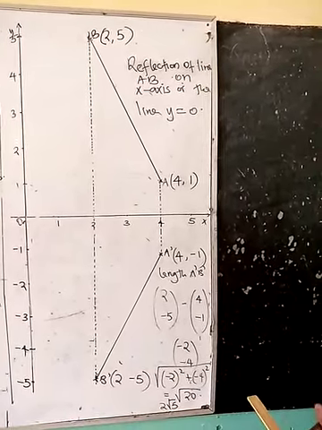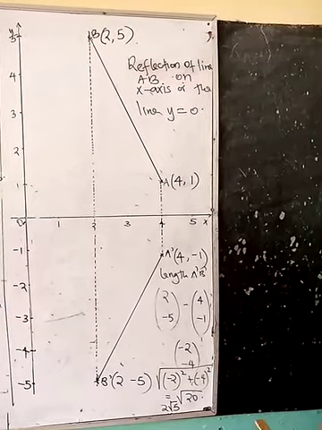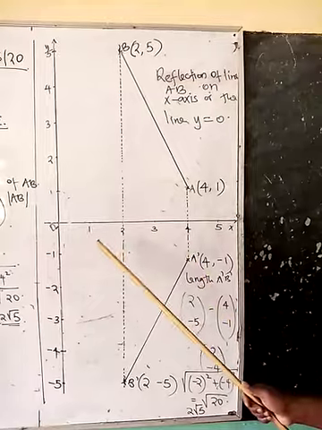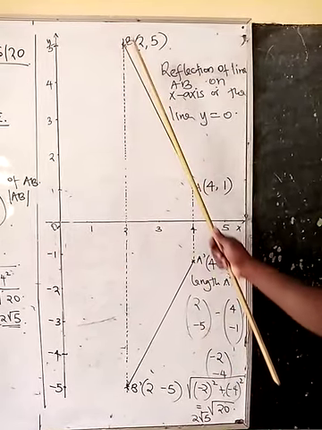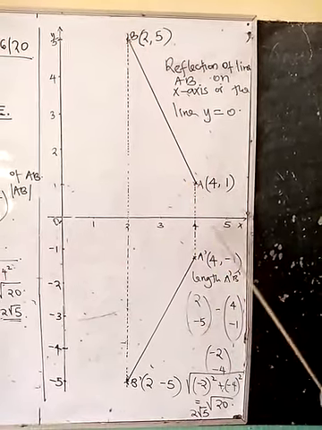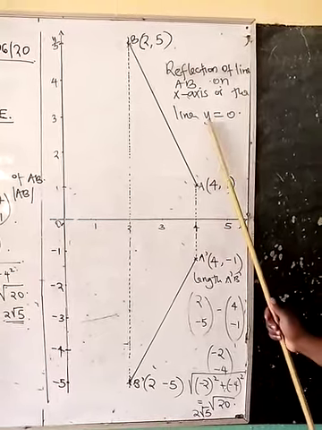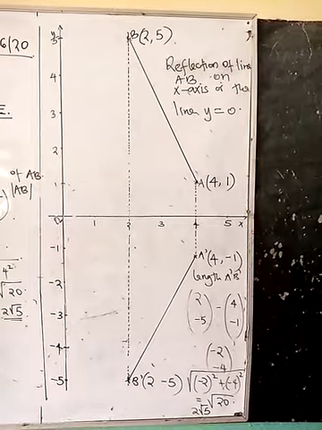Then we want to reflect that line AB on the x-axis. Remember that the x-axis is also known as the line y = 0.